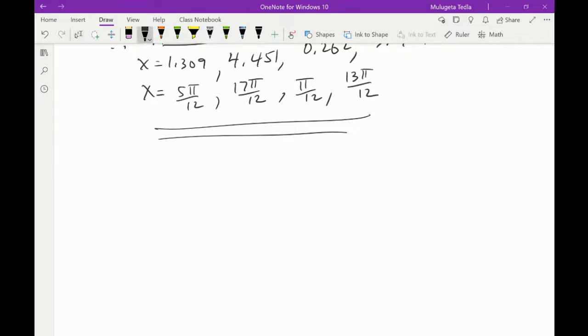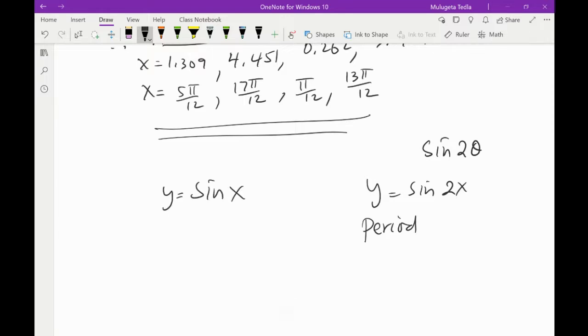Actually, you know what's happening? Sine of 2 theta, or the function y equals sine of 2x, has a period. So you see, sine of x, y equals sine x, has a period.